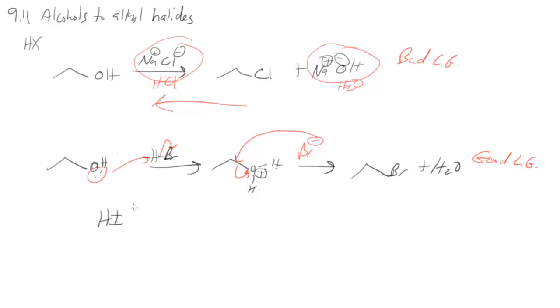Now it's important to note that HI is the most reactive. It's the best nucleophile. I- is the best of the acids, which is better than HBr, which is better than HCl. In fact, HCl won't even do this reaction. It's just not strong enough, not reactive enough.